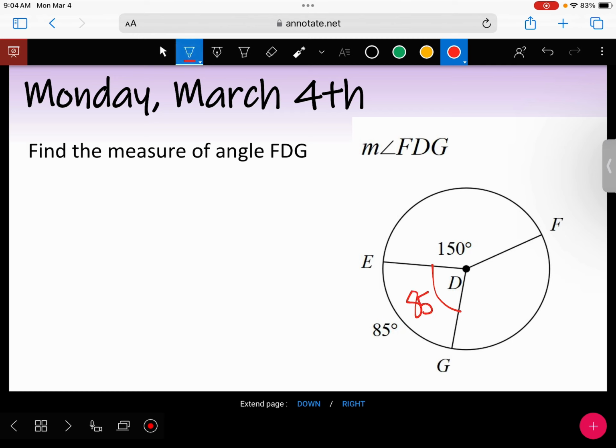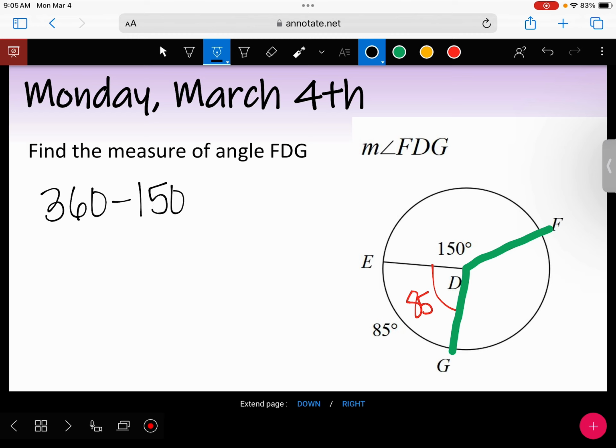And it's asking us to find the measure of angle FDG. So that would be 360 minus 150 minus 85. Go ahead, type that in your calculators. What is 360 minus 150 minus 85? You got 125? You got 125?